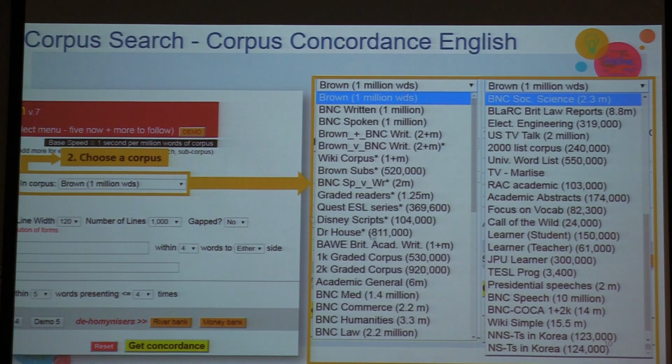Now next, you have to choose a corpus. Now the problem arises here. You can see that when you click here, you will see more than 40 corpora. So which corpus are you going to choose? This is our question for you. Don't worry, we did this work for you.